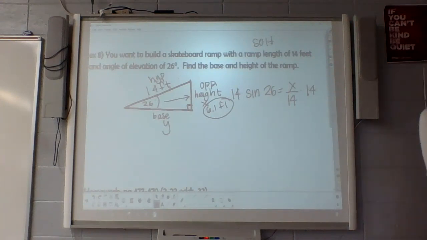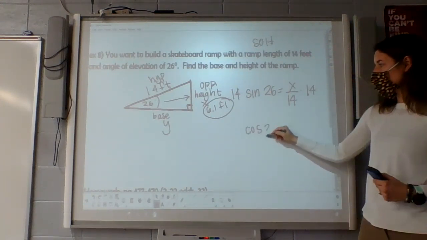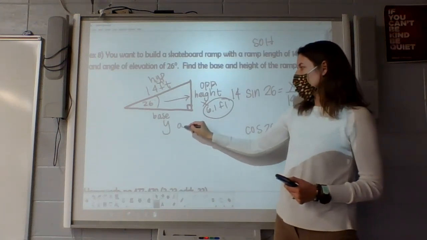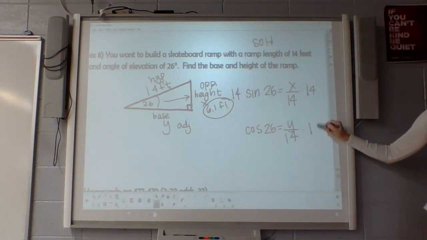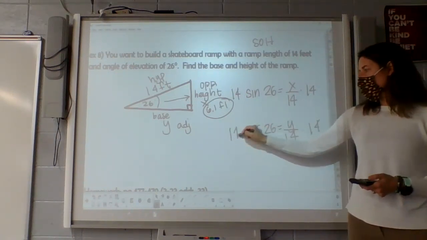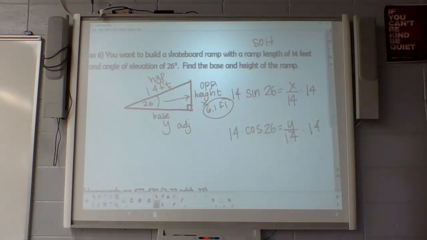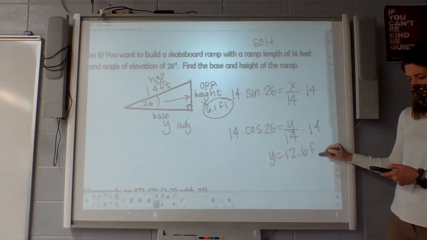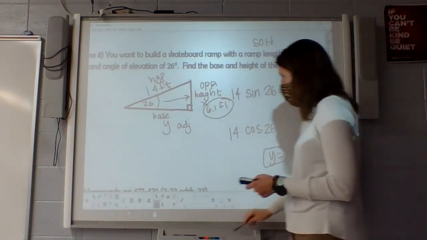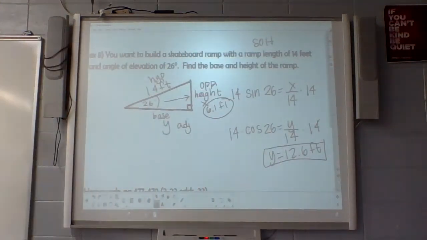And then again, you could either use Pythagorean theorem or you could just use cosine. So cosine of 26, because this is the adjacent side, is y over 14. So I do the exact same math, just putting the cosine instead. So this is 12.6 feet. So that's how long the base would be by the height.